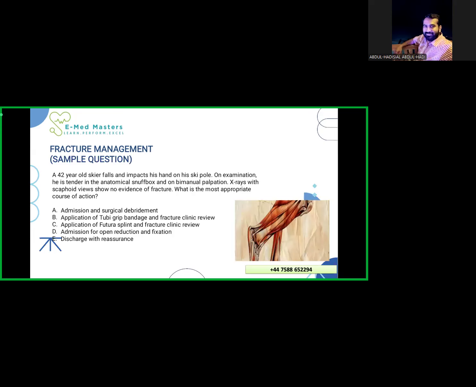So a simple question here. A 42-year-old skier falls and impacts his hand on his ski pole. On examination, he is tender in the anatomical snuffbox and on bimanual palpation. X-rays with scaphoid views show no evidence of fracture. What is the most appropriate course of action? Can someone tell me the answer to this question?